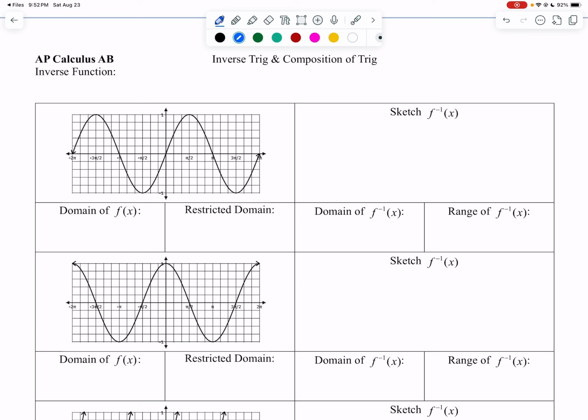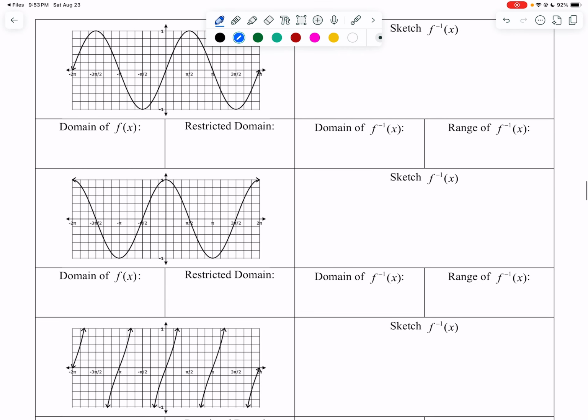Now, remember back in pre-calc, the definition of a one-to-one function is when every unique element in the range maps up to every unique element in the domain. Looking at sine, cosine, and tangent here, we're going to see that they are not one-to-one. So what we need to do is make it one-to-one by restricting our domain.